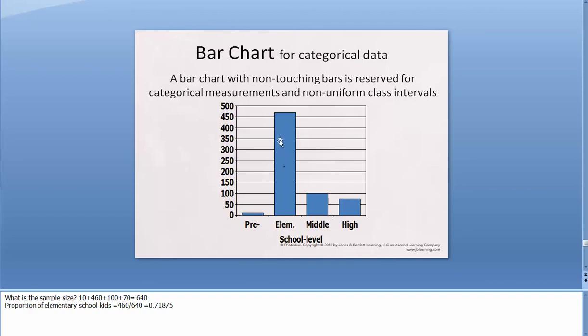And then you can also get the proportion of elementary school kids. Elementary school kids would be altogether 450 out of 640, and this is the proportion. If you want the percentage, you know what to do: just multiply by 100. It's about 71.87 percent, which is almost equal to 72%, if you want to round up. So 72% of this sample are elementary school kids. Okay, so a bar chart is one graphical method for categorical data.